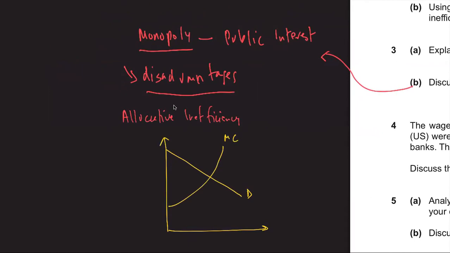We are looking at a case, MR is like this, MC equals MR, we're producing at Q naught, price is P naught, right? So we're looking at a situation. Just give me 1 minute, guys.